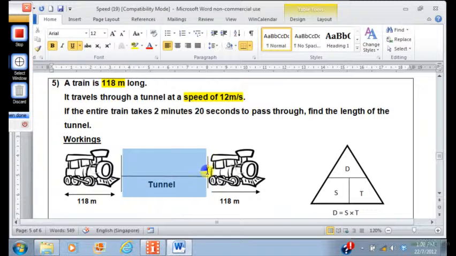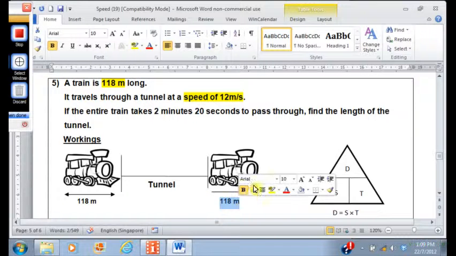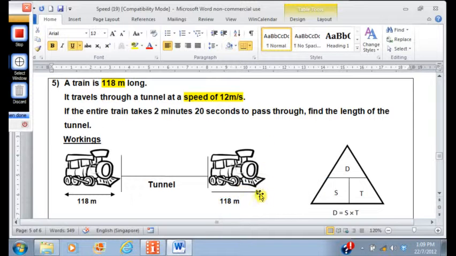Once it travels through the tunnel, it doesn't stop at this line here. It will still have to come out of the tunnel and travel the distance of its body length, which is 118 meters. That means it will stop here at the arrow. The front of the train should be stopping here. So this is 118 meters, so it has to travel a distance of 118 meters to fully come to a stop.